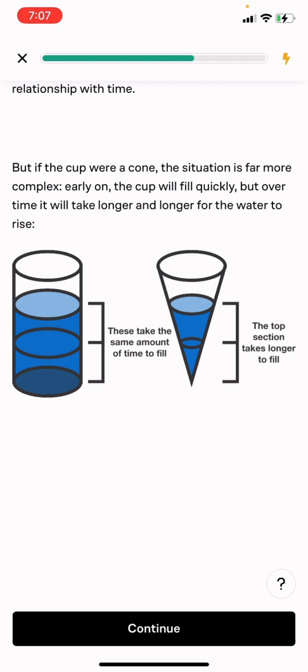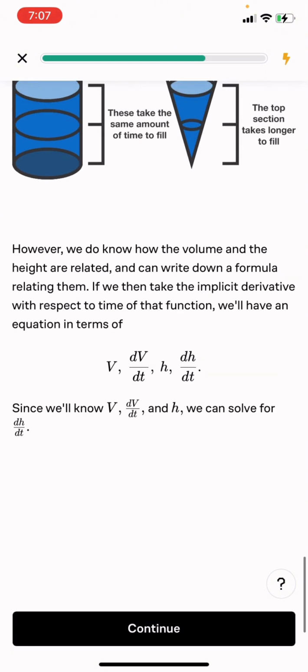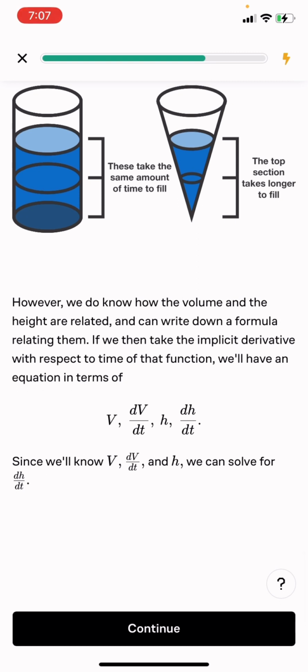Yeah, we can see it more like deceleration. Well, also based on the mass. I wonder if we could relate how in a cylinder you could just do times 1 over 3 and receive a cone. It's a relative size. However, we do know how the volume and the heights are related. We can write down a formula relating them.